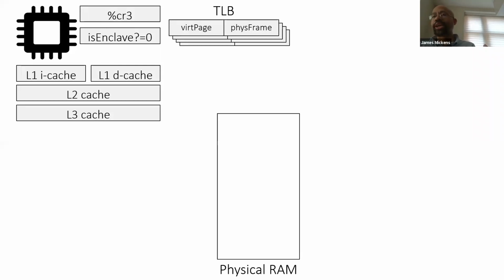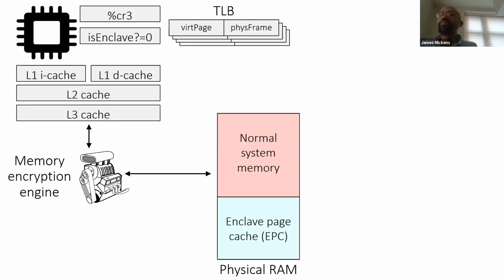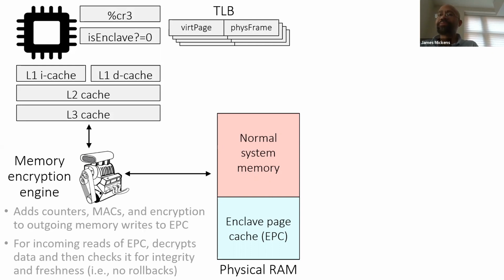So we've got physical RAM, and in between a core and its memory hierarchy and the physical RAM, you've got this memory encryption engine. Using the memory encryption engine, we are going to separate physical RAM into two separate regions, one of which is used for normal system memory, the other one of which is called the enclave page cache. This is where all the enclave state lives.